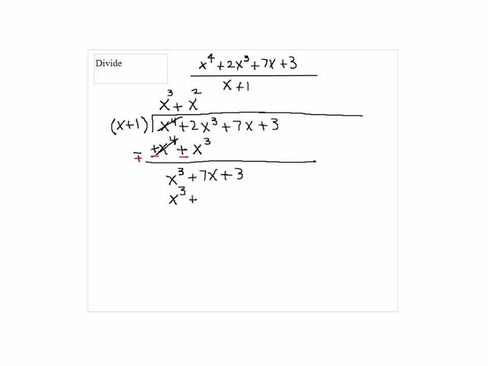What times x gives you x to the power of 3? It would be plus x to the power of 2. And here we get x to the power of 3. We multiply x to the power of 2 by this binomial. x to the power of 2 times x would be x to the power of 3. x to the power of 2 times 1 would be plus x to the power of 2.